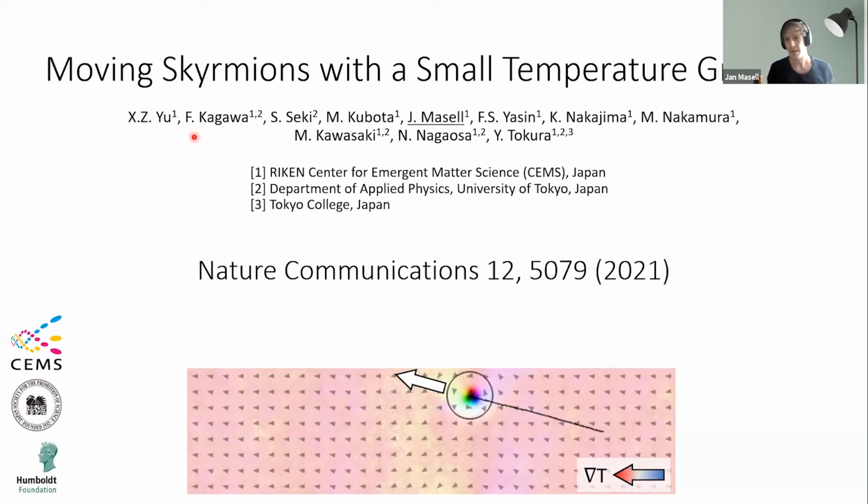And so we combine various techniques here at Riken, like the LTEMs by the group of Wu and my simulations to gain nice results like these moving skyrmions in small temperature gradients. And this has just been published on Monday, actually, in Nature Communications. Okay, that's my title image here.